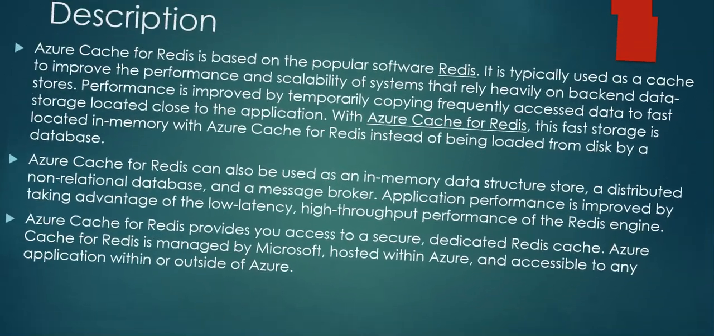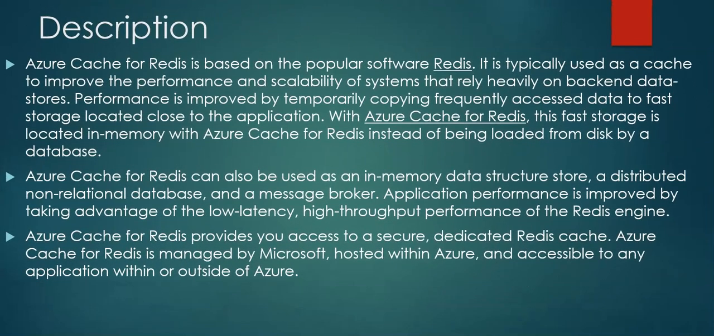Description is here. Cache for Redis is based on the popular software known as Redis. It is typically used as a cache to improve the performance and scalability of systems that rely heavily on backend data stores. Performance is improved by temporarily copying frequently accessed data to fast storage located close to the application. With Azure Cache for Redis, this fast storage is located in memory instead of being loaded from a disk by a database.